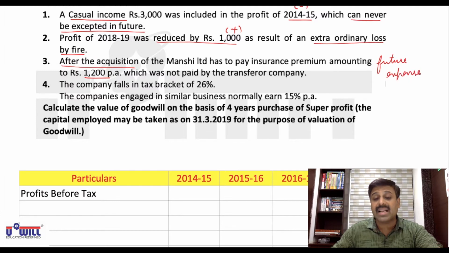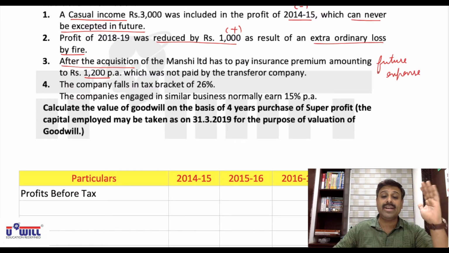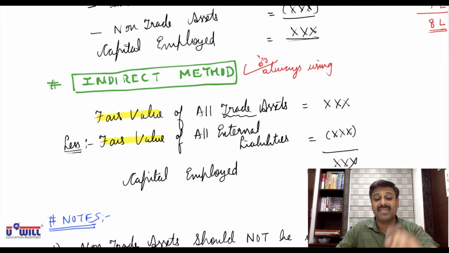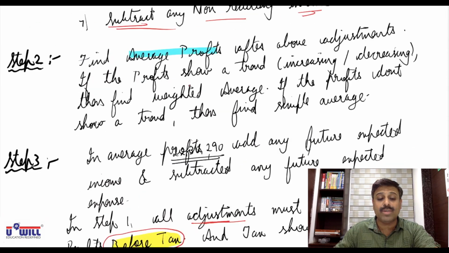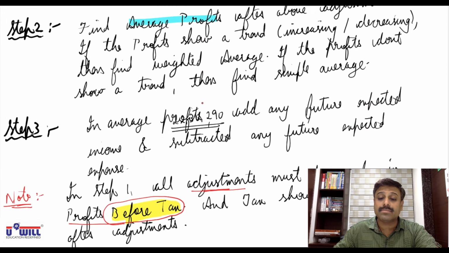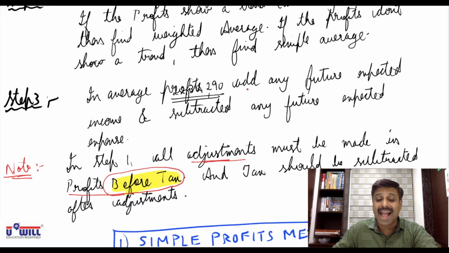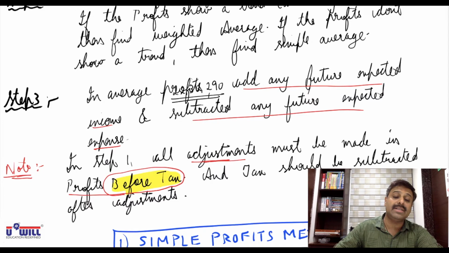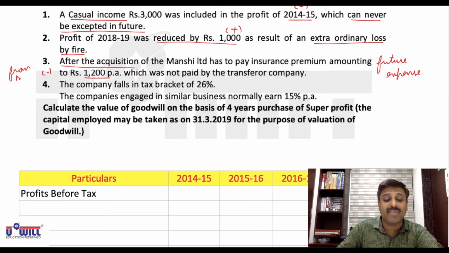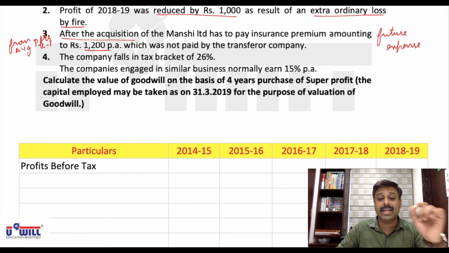Step number 3 will come across here for the first time now. What did we study in step number 3? After finding the average profits, add any future expected income and subtract any future expected expense. Here it is a future expected expense, so we will minus it, but we will minus it from average profits.